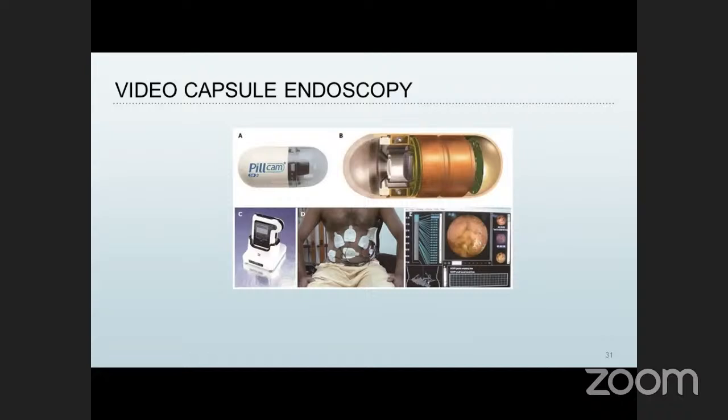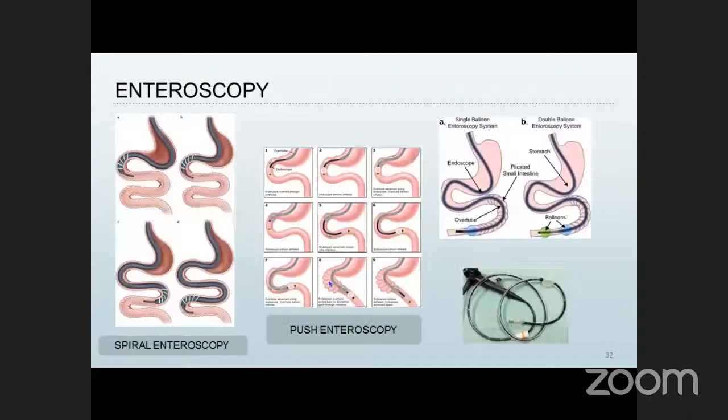So this gives a picture of whatever abnormalities are there, but it doesn't give a real-time picture, and hence it is not good enough for executing any endoscopic therapy. So it is better to always go ahead with enteroscopy. For enteroscopy, we have spiral enteroscopy, push enteroscopy, or double balloon, single balloon enteroscopy systems. This is a special endoscope which is longer than the usual endoscope. The usual endoscope is around 150 centimeters in length, whereas this enteroscope has a length of almost 200 to 250 centimeters. And this has an over tube.